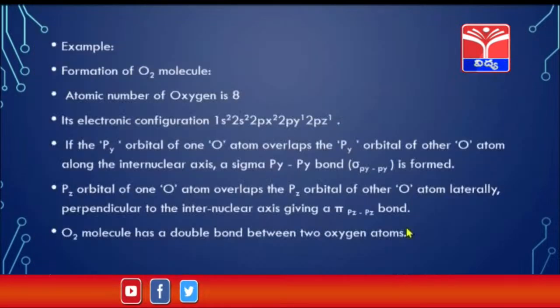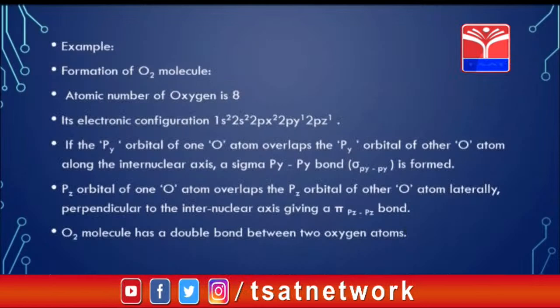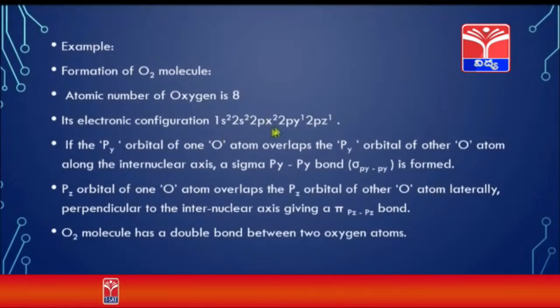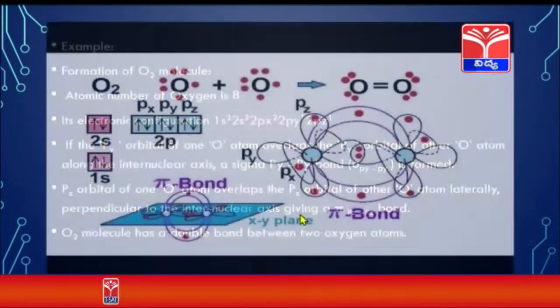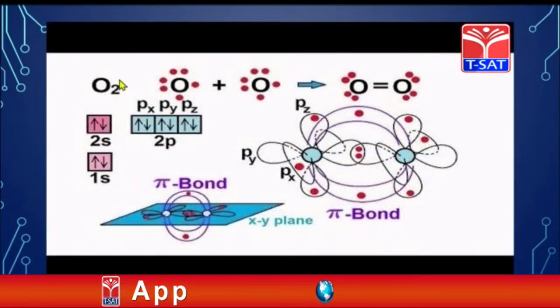Let us see one more example, children. Oxygen molecule. What is the atomic number of oxygen, children? It is 8. What is the electronic configuration of oxygen? 1s2, 2s2, 2px2, 2py1 and 2pz1. That means it has 2 unpaired electrons, one in 2py and another in 2pz. Let us see how the bond formation takes place. So, let us write down the atomic number of oxygen, 8.